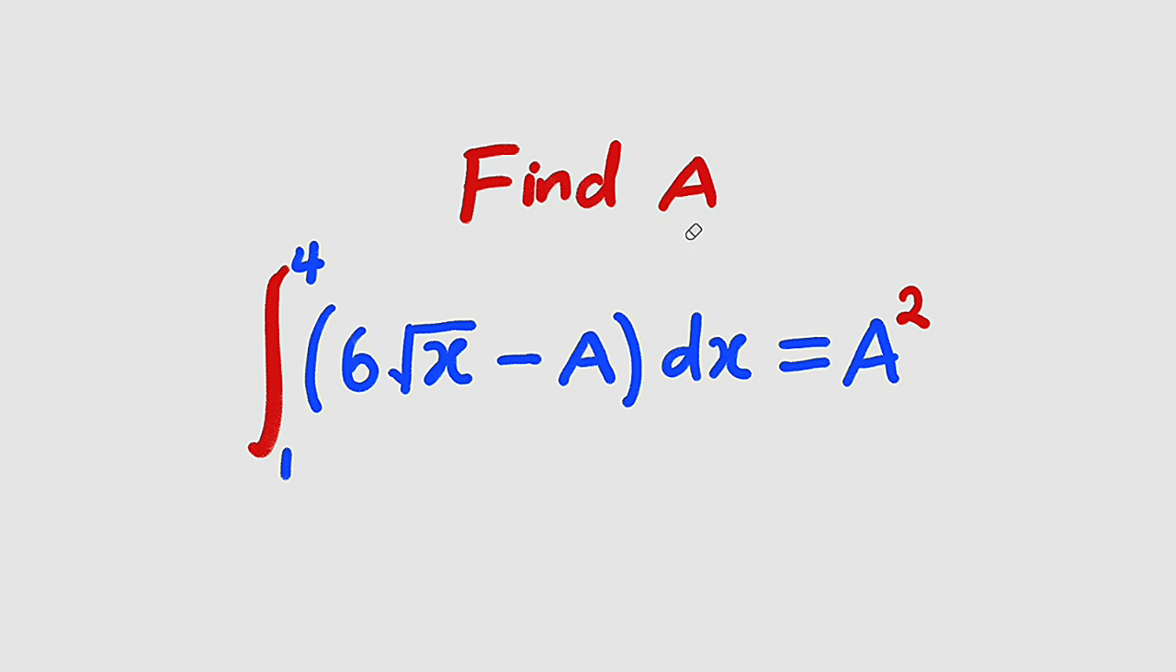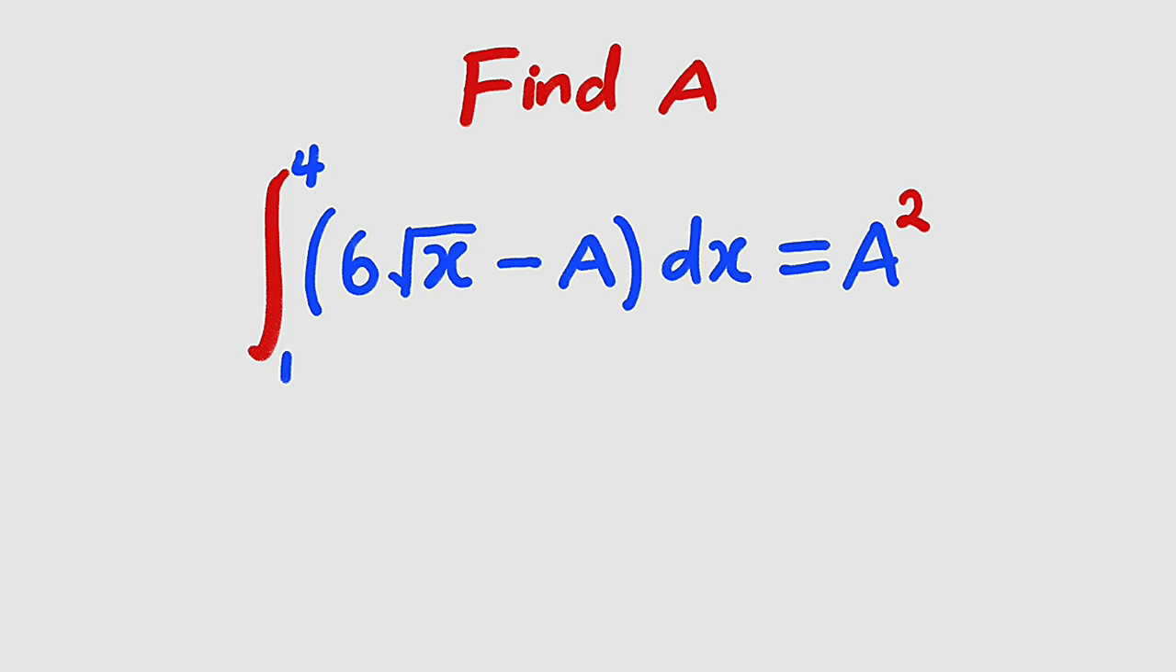We're asked to find the value of a given that the integral of 6 root x minus a from 1 to 4 with respect to x is equal to a squared. Alright, let's get started. We are going to integrate 6 root x minus a first before we set it to be equal to a squared.